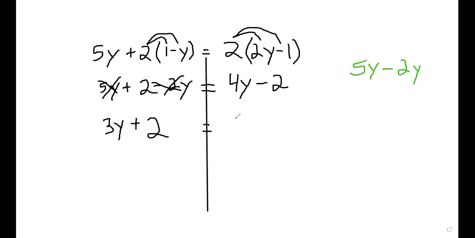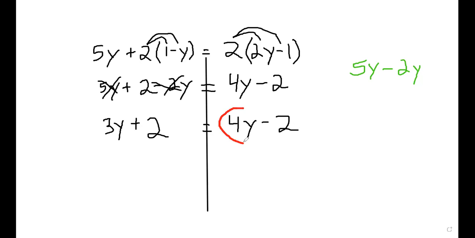Now this equals, over here we don't need to do anything yet. That equals 4y minus 2. All right, now we have an equation like we worked on in a previous video. We have letters on both sides and numbers on both sides. So we want to bring our letters together and our numbers together.